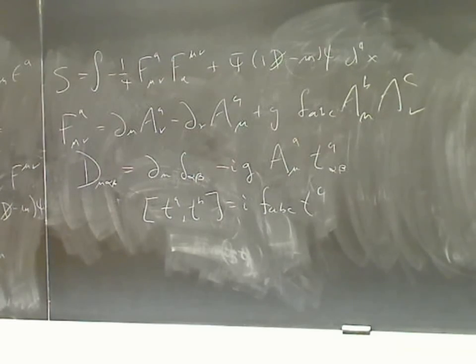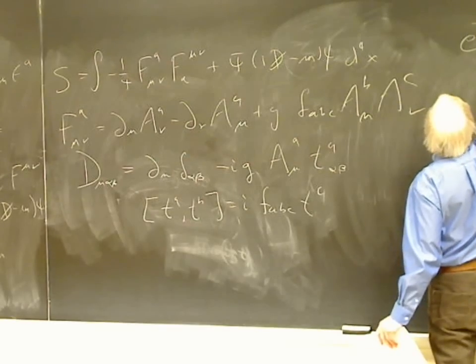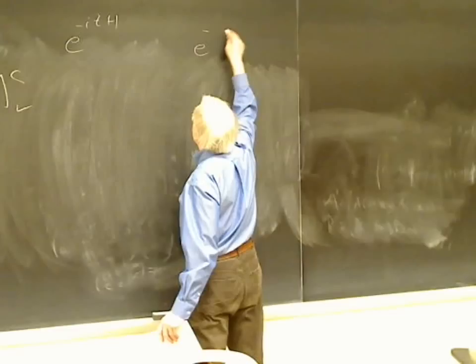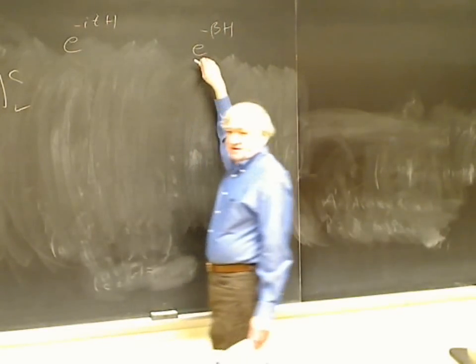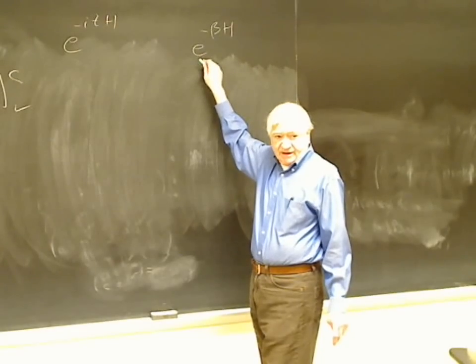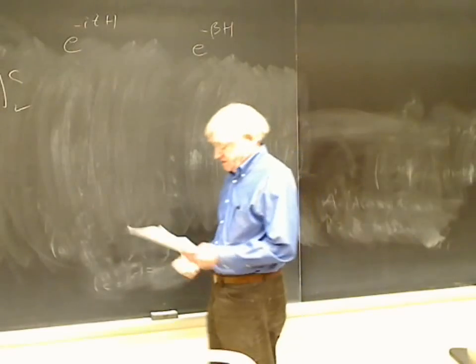So let's see. Let me back up now and switch to a brief review of path integrals. The basic idea of the path integral is to compute matrix elements of either the time evolution operator or the statistical density matrix, if you want, e to the minus beta times the Hamiltonian.